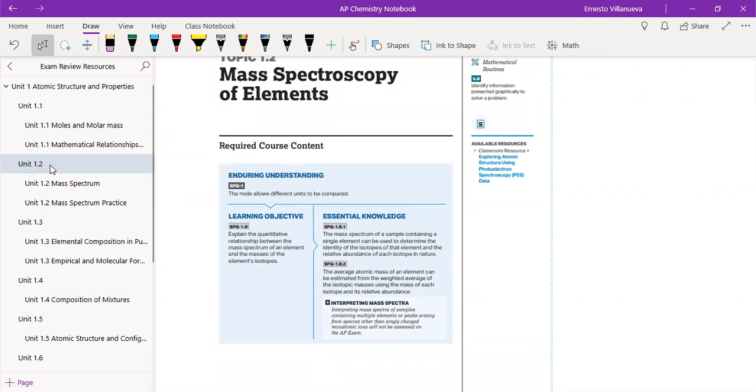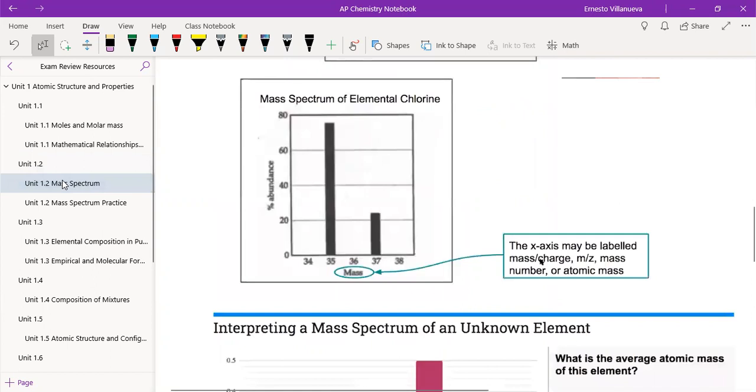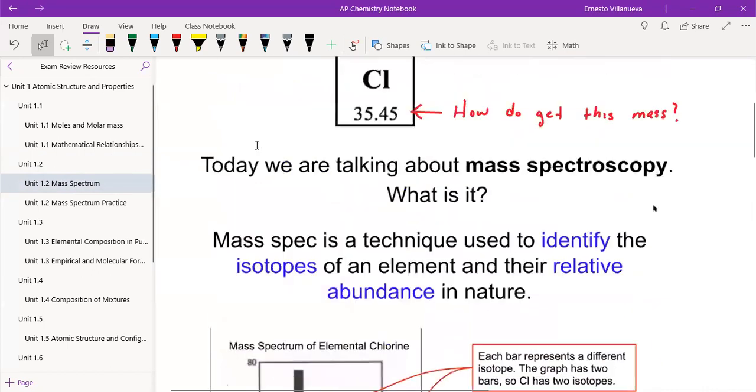So I want to make sure you guys see a couple of these problems because you're going to see some of these on the exam, and I want to make sure that you guys are prepared. Okay, so let's talk about first what a mass spectrum is. I'm going to scroll up to the top here.